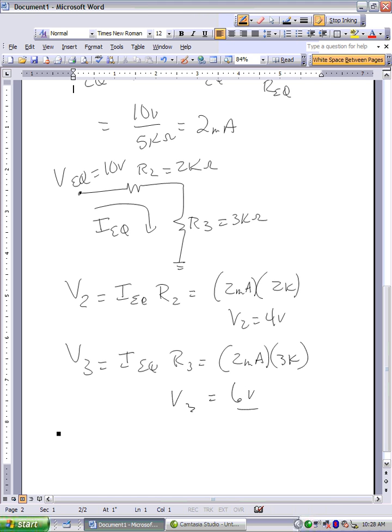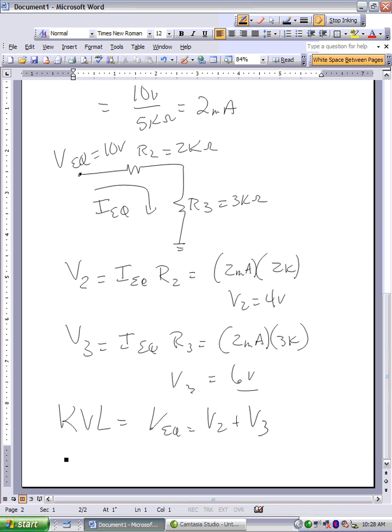I can use Kirchhoff's voltage law between that series branch: V equivalent is equal to V2 plus V3, and my Kirchhoff's current law equation is going to be total current is equal to I1 plus I equivalent, and those work out.